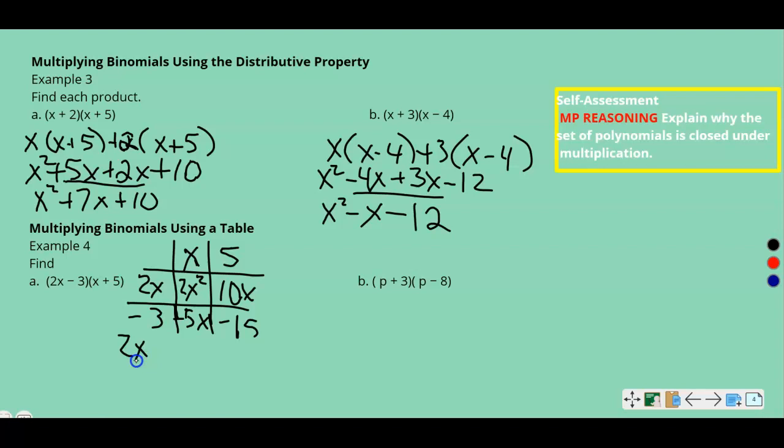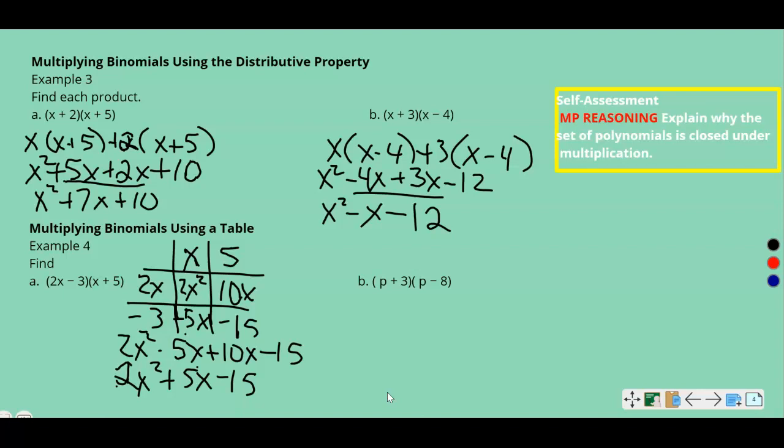All right, then I take everything in the box. I've got 2x squared, and I've got negative 3x plus 10x minus 15. So I'm going to have 2x squared, negative 3 plus 10 is plus 7x, and then minus 15. So that's how you multiply binomials using a table.